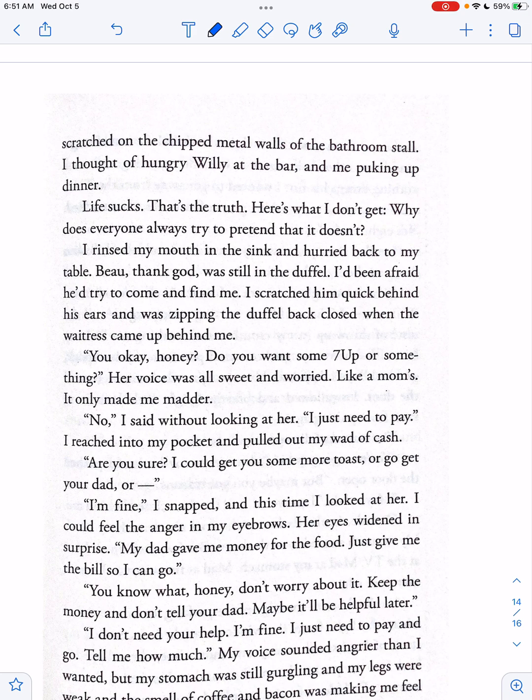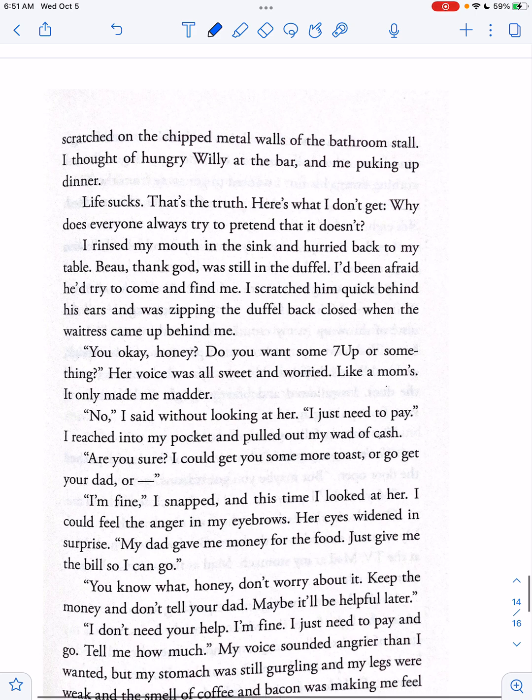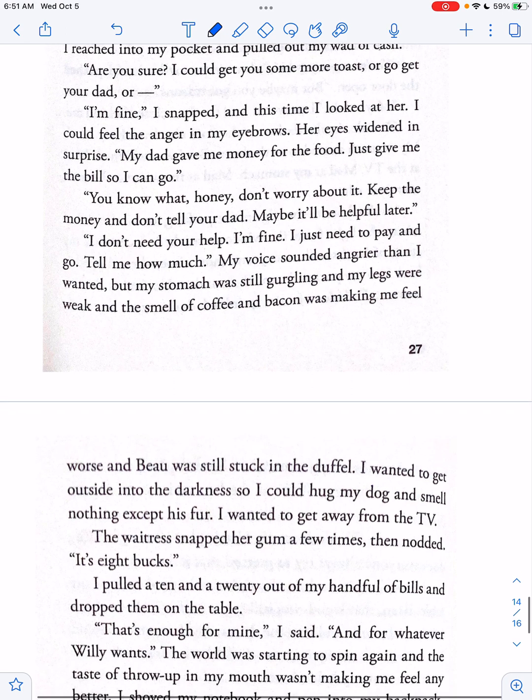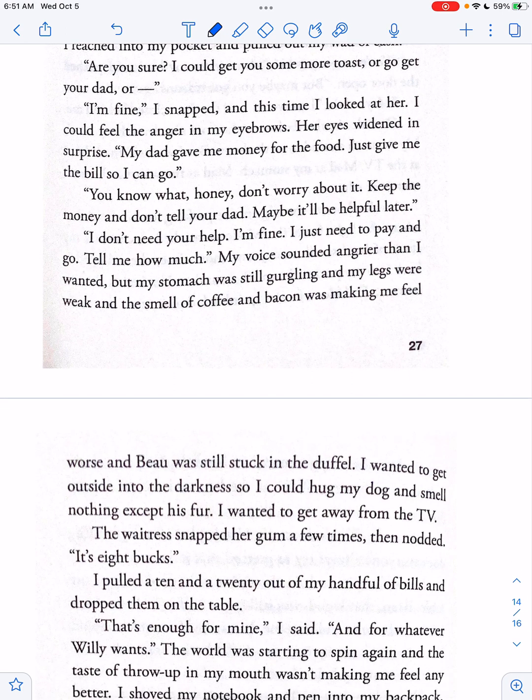"No," I said without looking at her. "I just need to pay." I reached into my pocket and pulled out my wad of cash. "Are you sure? I could get you some more toast or go get your dad or..." "I'm fine," I snapped. And this time I looked at her. I could feel the anger in my eyebrows. Her eyes widened in surprise. "My dad gave me money for the food. Just give me the bill so I can go."